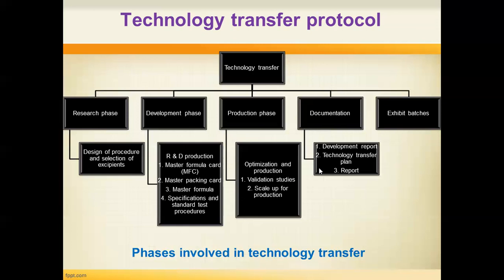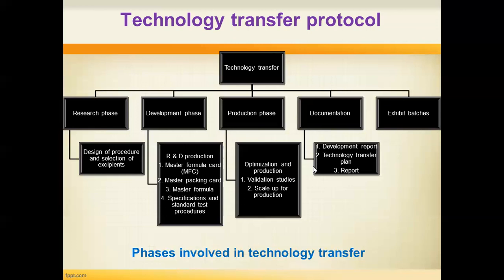The second phase is the development phase. In the development phase, you first have to develop the formula in the R&D batches. So the research and development team is mainly focused on the development of the formula and transfers that formula to the production department. Next, they prepare the master formula card, then the master packing card, and the master formula. The master formula is a representative formula of your batch. Then they define the evaluation parameters of the batch, that is, the specifications and the standard operating procedures.